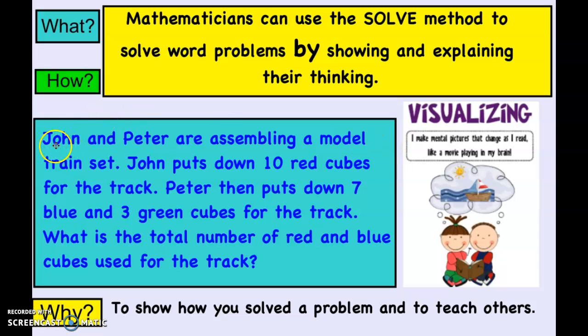So our problem says, John and Peter are assembling a model train set. John puts down 10 red cubes for the track. Peter then puts down 7 blue and 3 green cubes for the track. What is the total number of red and blue cubes used for the track?